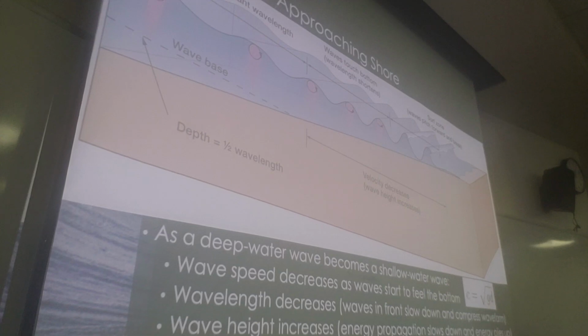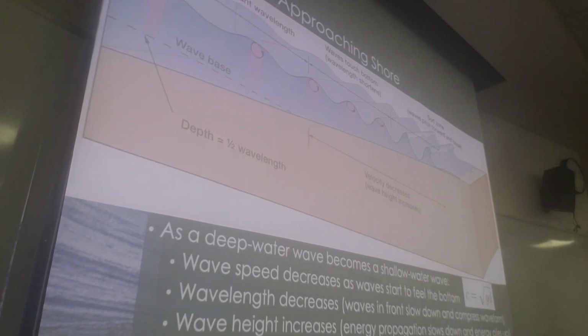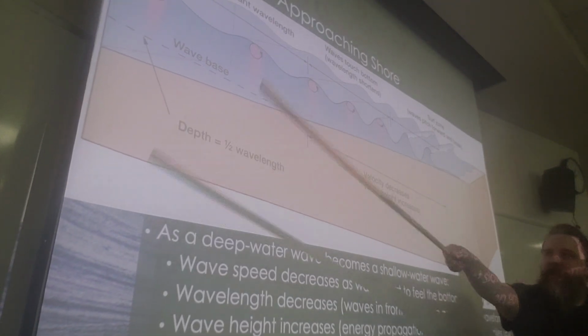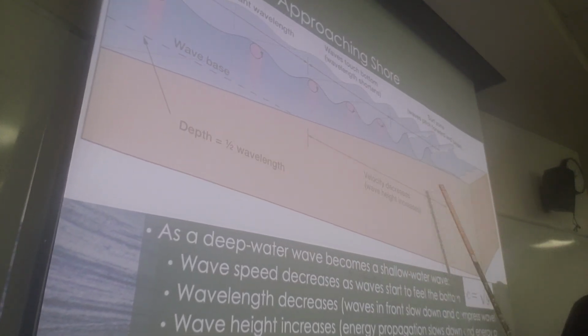Near the shore, what happens is when waves approach the beach, they go from being deep water waves to shallow water waves, because the water gets so shallow. You start out as deep and then transitional, and then you get shallow.